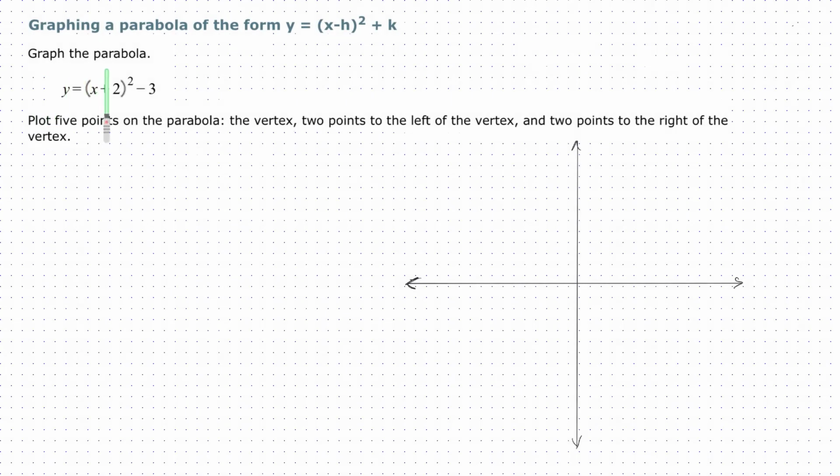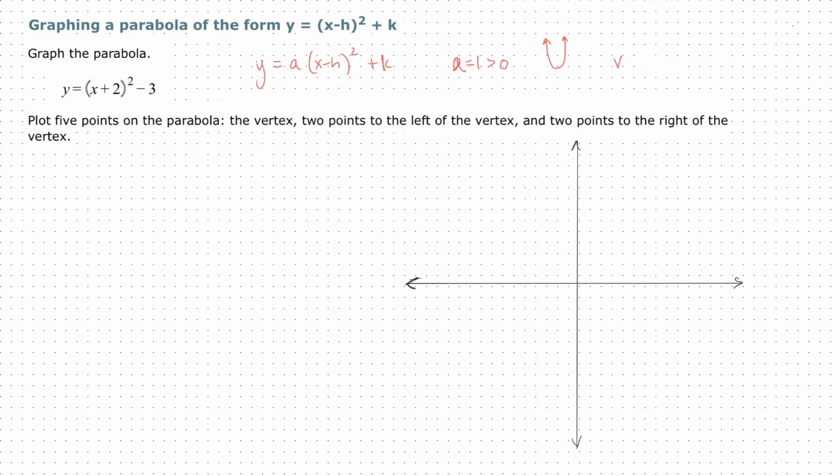Let's graph this parabola. y equals the quantity x plus 2 squared minus 3. The first thing you want to realize is that this is actually in its graphing form, y equals a times the quantity x minus h squared plus k, where a is equal to 1, and that is positive. 1 is greater than 0. That means your parabola is going to be a U shape opening up.